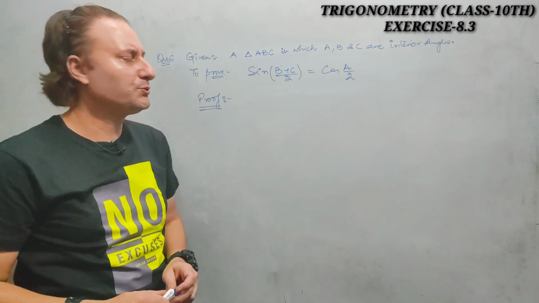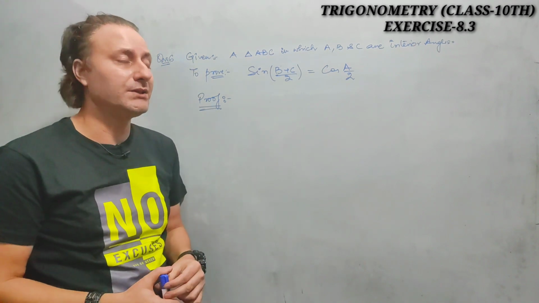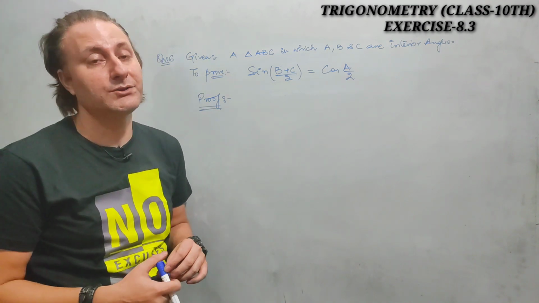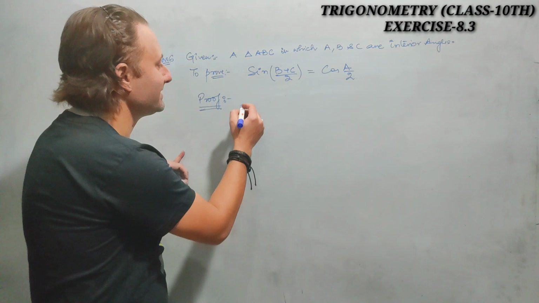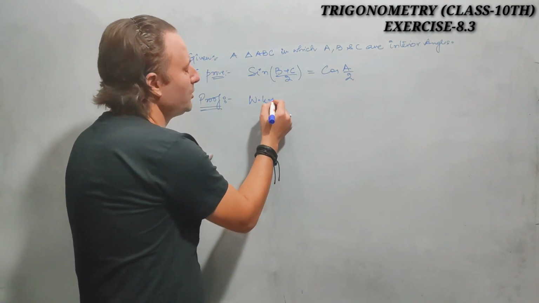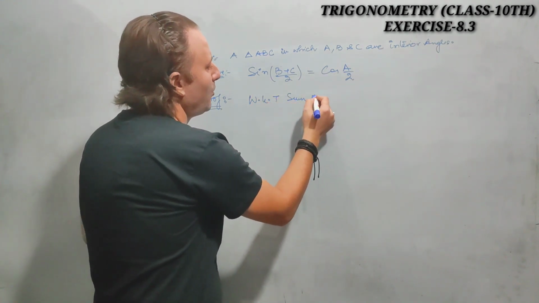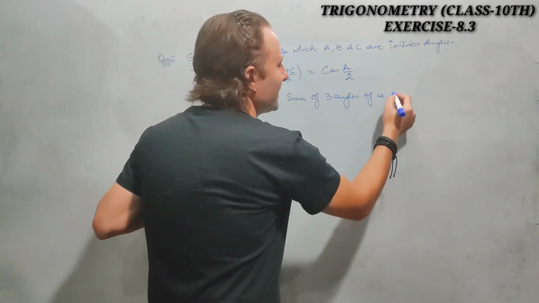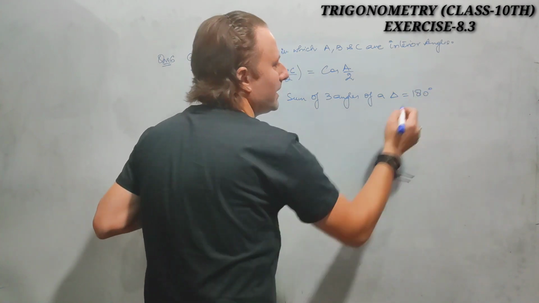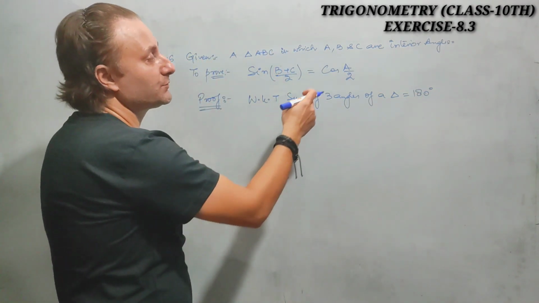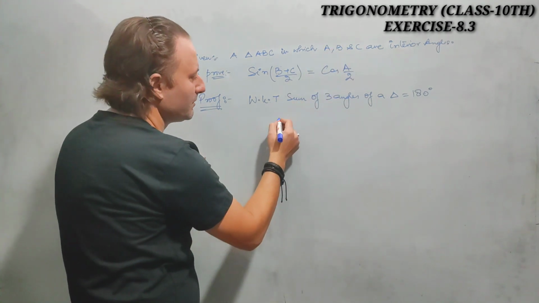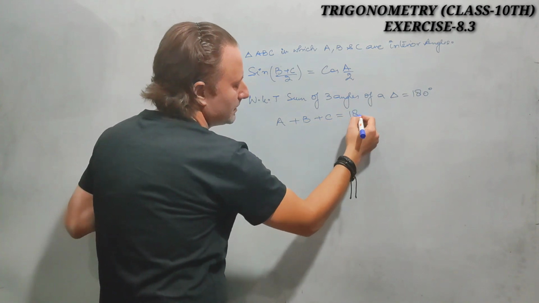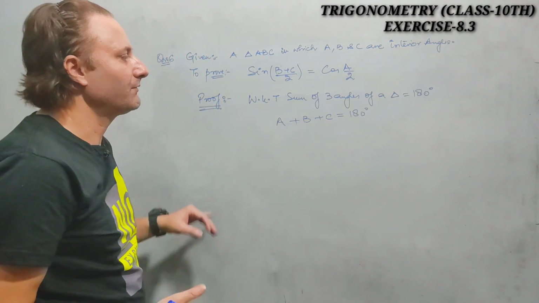First thing, we know one thing for sure: when we have a triangle, the sum of the three angles of the triangle is equal to 180 degrees. So that's what I'm going to write. We know that the sum of three angles of a triangle is equal to 180 degrees. So what are the angles that we have? We have A, B and C. So let me write it as A plus B plus C is equal to 180. You should not have any problem with that.